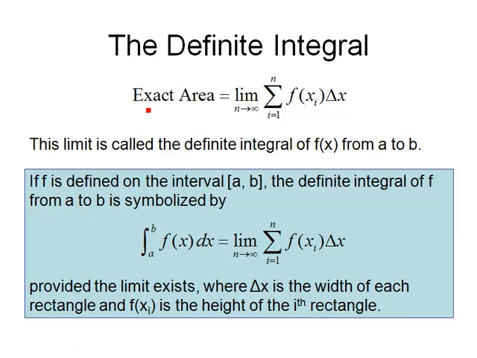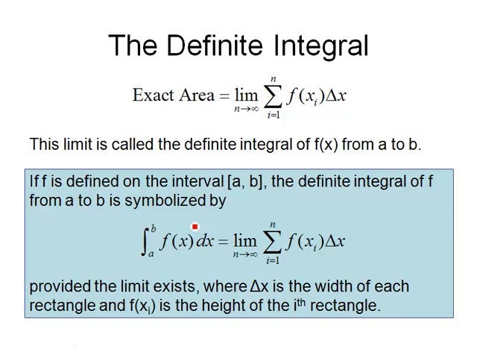So the exact area is found by using as many rectangles as I possibly can. And I'm guessing you might have figured out where we were heading here. If you let the number of rectangles get infinitely large, so you take the limit as n approaches infinity of this sum, i equals 1 to n, f of x sub i delta x, what we'll get is the exact area. This limit is called the definite integral of f of x from a to b.